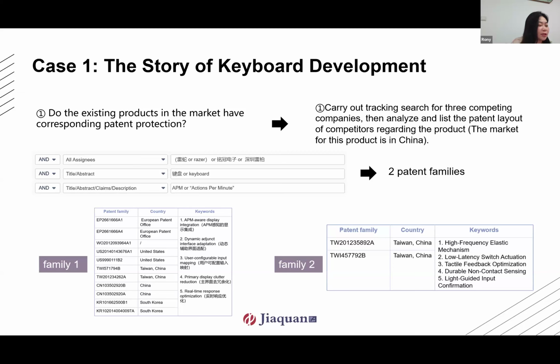Through our search, we've confirmed that for the first product, there are corresponding patent layouts to protect it. So it gives us a certain amount of risk warning. This way, we can constantly keep in mind the patents that our competitors have filed during the R&D process and try to avoid them as much as possible right from the R&D stage.